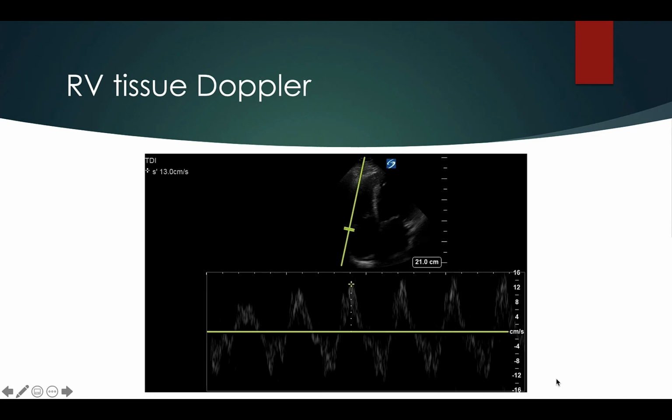The same concept is used in tissue Doppler imaging of the tricuspid annulus, where the velocity of the tissue at that point is measured. If tissue Doppler imaging is part of your echo assessment, then you can look for a TVS prime greater than 10 centimeters per second.